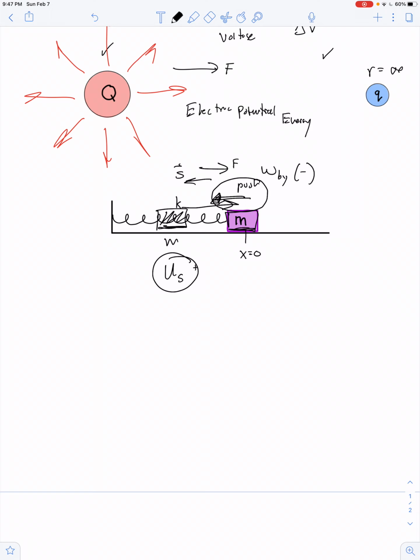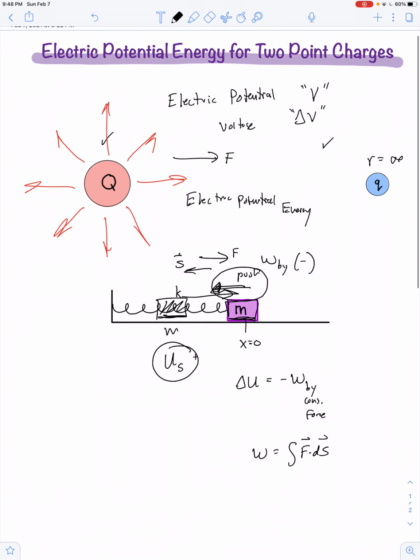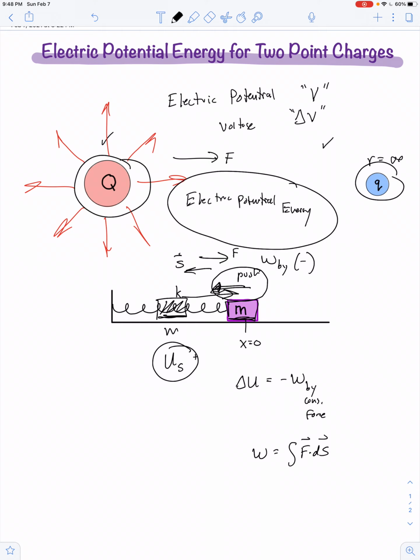There's a reminder, just in general: the change in any potential energy associated with a conservative force is always equal to negative the work done by that conservative force. And of course, work done by any force is the integral of F dot ds. Right, so that allows us to calculate how much electric potential energy there is between a pair of charges, capital Q and lowercase q, if they sit at a distance of r away from one another.